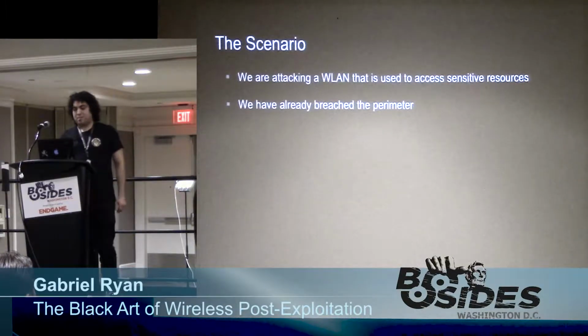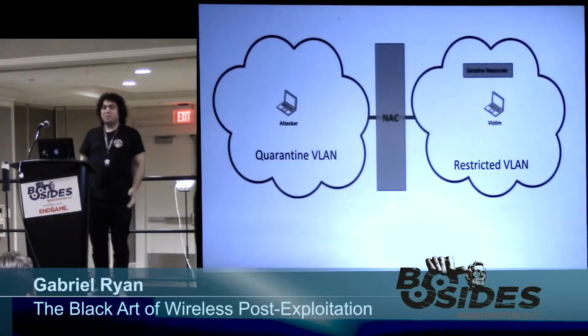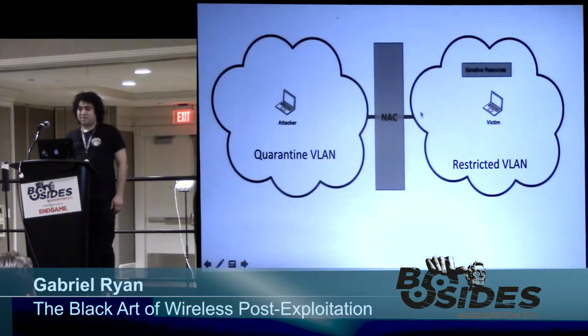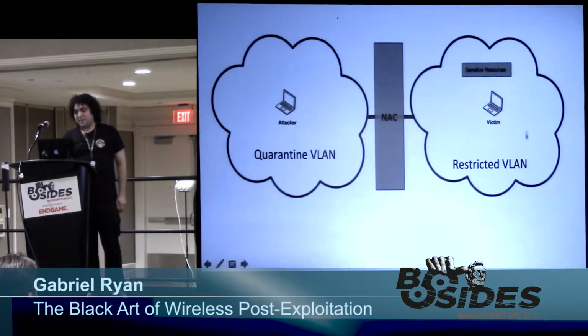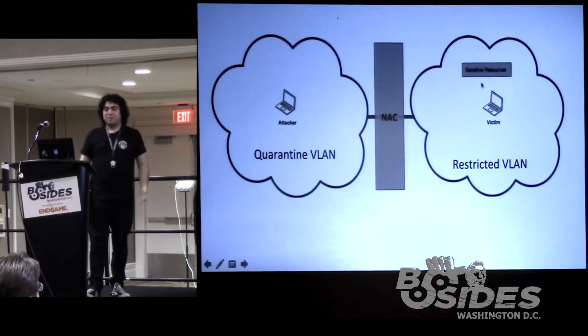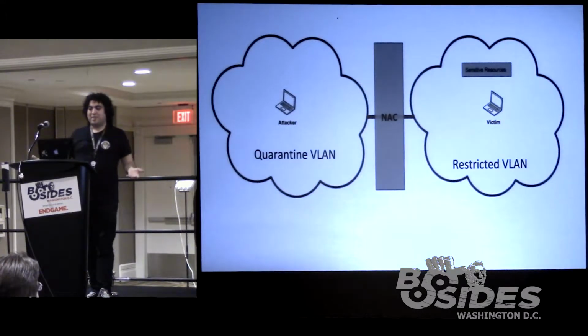So assume you've already breached the perimeter. Unfortunately, you've been placed as the attacker on a quarantine VLAN by this NAC appliance. Here's the NAC, here you are on this quarantine VLAN. Over on the restricted VLAN, there's a bunch of sensitive resources, and that's ultimately what you want to get access to, because if you can't get access to that, you really haven't demonstrated anything in the first place.